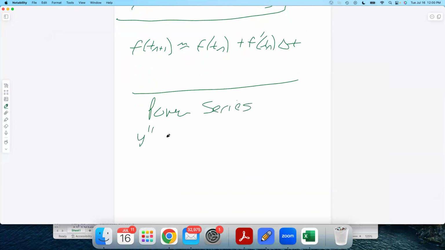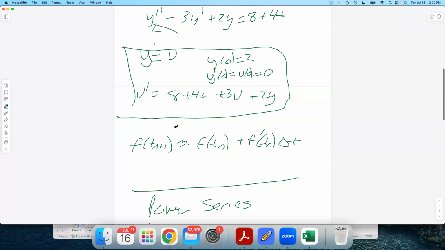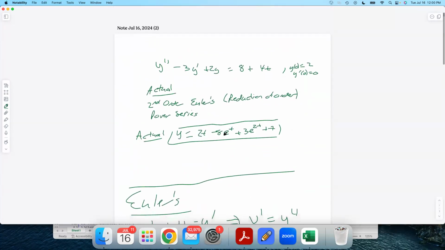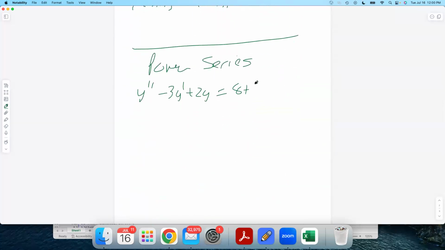I'm going to rewrite the DE here. 3. Well, then what do we got? 8 plus 4t. And my initial conditions, y of 0 equals 2. That's going to be my A0. Or I'm going to use that to get A0. I shouldn't say that yet. That may not end up being my A0. Yeah, that's true. That is what I need. That's A0, and this will be A1.